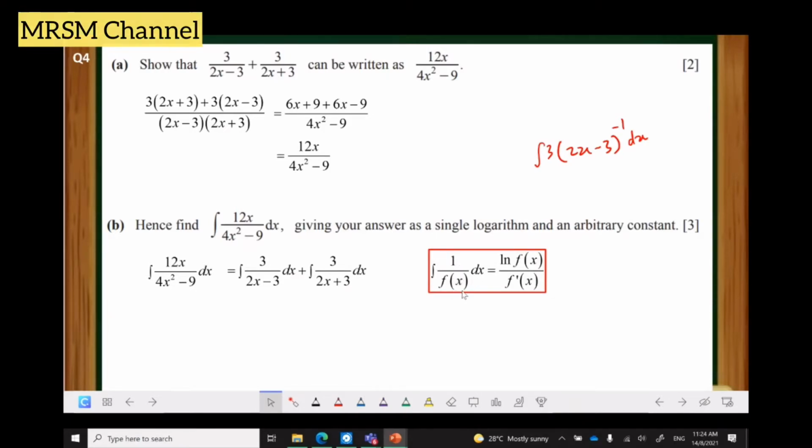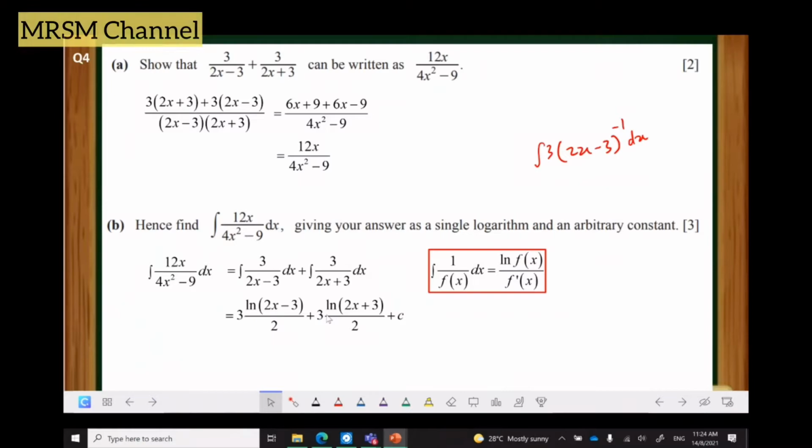Bila kita ada 1 over fx dx, so kita akan dapat ln fx. Okay, ln fx. Sekarang ni fx kita adalah 2x minus 3. Ln fx divide by differentiate fx tu letak dekat bawah ni. Okay, so this one, semua rules ni you all kena ingat lah untuk masuk exam. So inilah senjata-senjata yang you all kena bawa. Okay, kena ingat ni semua. Alright. So this one, bila kita integrate, kita akan dapat 3. 3 is constant. So integrate 1 over 2x minus 3, you will get ln 2x minus 3. Differentiate 2x minus 3, dapat 2, letak dekat bawah.